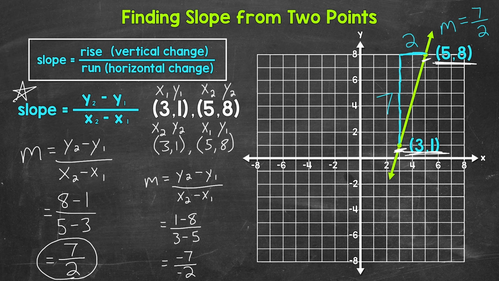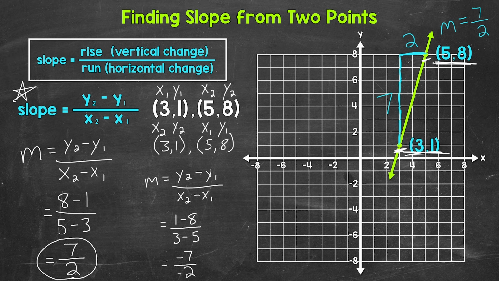And if we look at the graph and start at the right point, 5, 8, we go down 7 and to the left 2. That gets us to the other point, 3, 1. So the rise is negative 7 and the run is negative 2 when we go from the right point to the left point, which we have a negative over a negative. Negative in both the numerator and denominator. A negative divided by a negative gives us a positive. So this can be written as a positive 7 over 2.